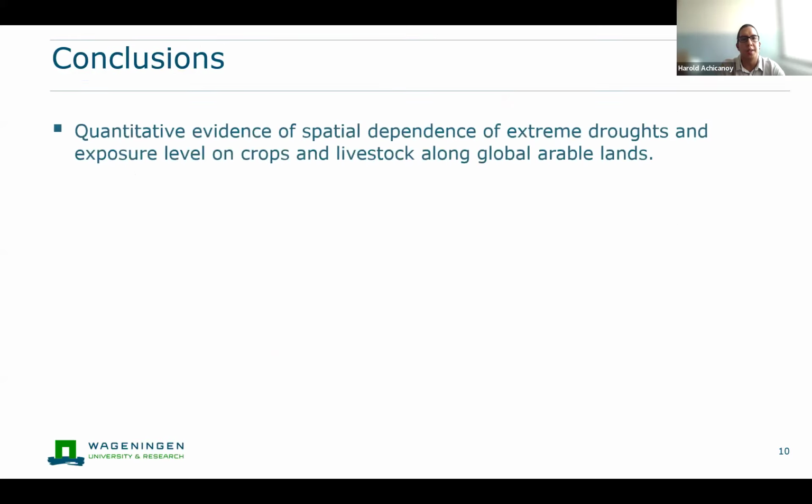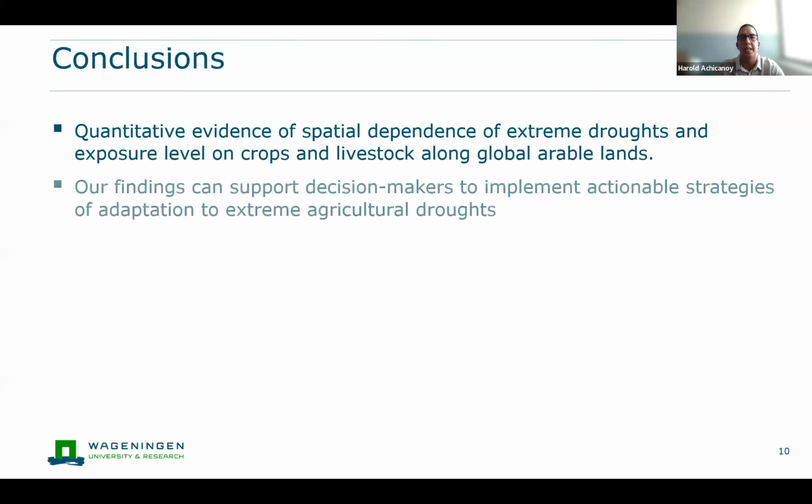To conclude, basically, with this study, we quantify the spatial dependence of the extreme droughts and the level of exposure for crops and livestock on global arable lands. These results basically can support decision makers to prioritize adaptation strategies to combat extreme agricultural droughts.